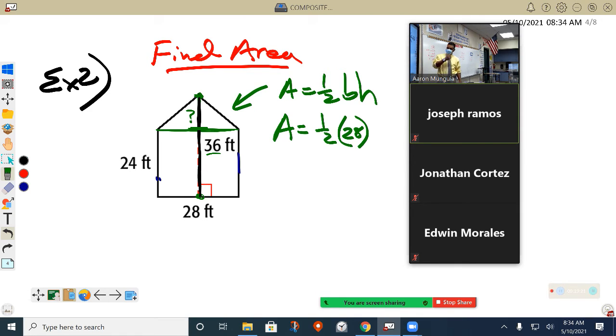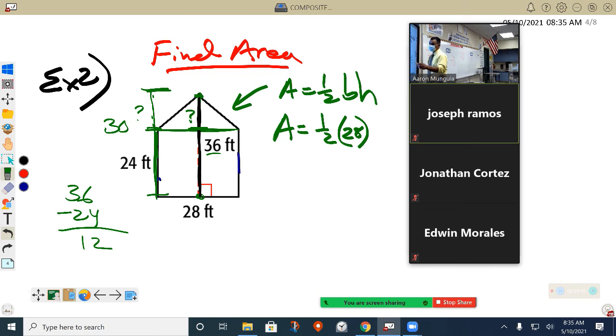That's 12. How'd you get 12, Ramos? I subtracted 36 minus 24 feet. Thank you. Okay, this is 24 feet. And from here to here is 36, right? So 36 minus the 24 is gonna give us what's left over from here to here, which would be 12. 36 minus 24 is gonna be 12, very nice. So the height then is 12 feet. I'll put that in my formula.